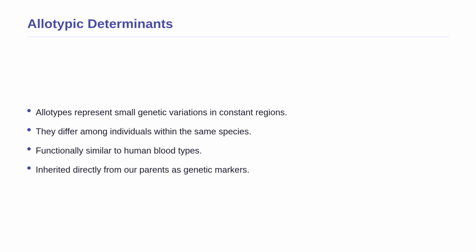Having established the baseline isotype, we now look at the variations between individuals. The second class of determinants is the allotype. These represent small genetic variations located in the constant regions of the antibody. Unlike isotypes, allotypes differ among individuals within the exact same species. You can think of them as being very much like human blood types or a custom paint job on a specific car model. Because these are genetic markers inherited directly from our parents, they play a crucial role in distinguishing one individual's immune proteins from another's.